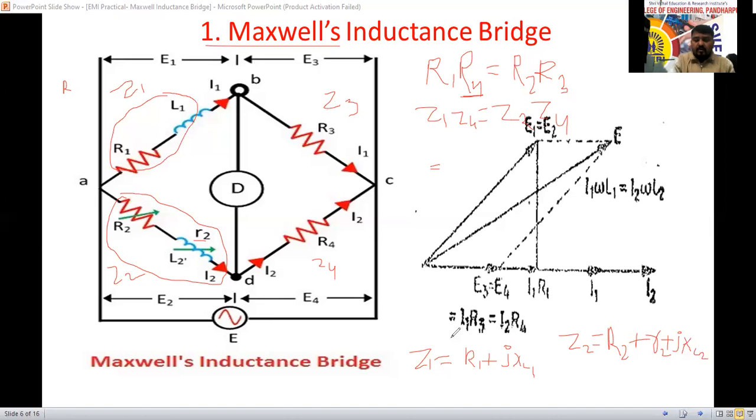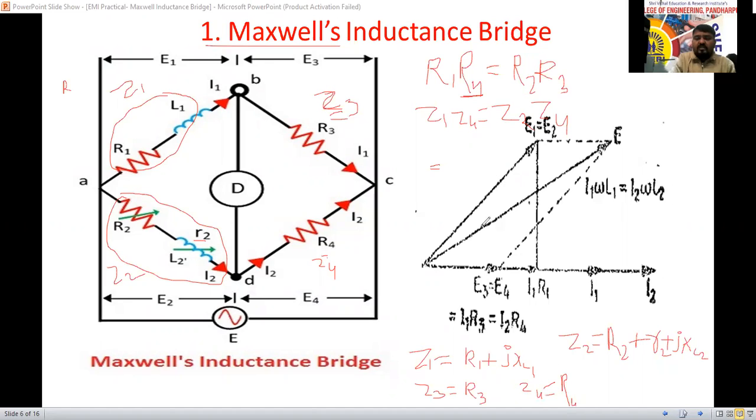So Z3 equal to, anyone can you tell? Z3 equal to? Is there any reactive part over there? Is inductive part there here? No. So then Z3 equal to R3 and Z4 equal to R4. Directly we can write here. Z3 equal to R3 and Z4 equal to R4 here.